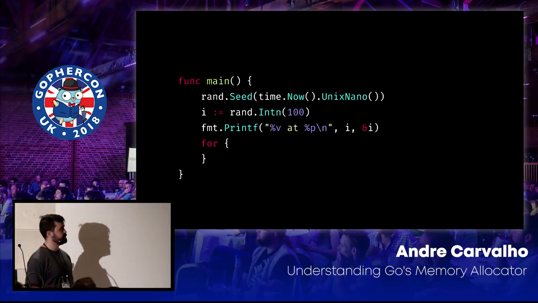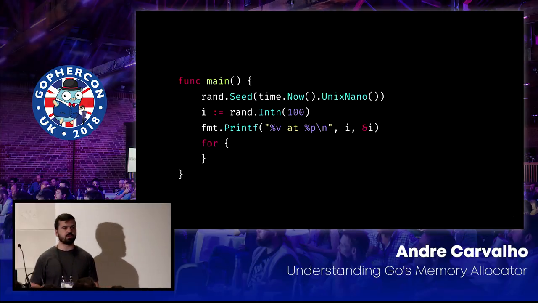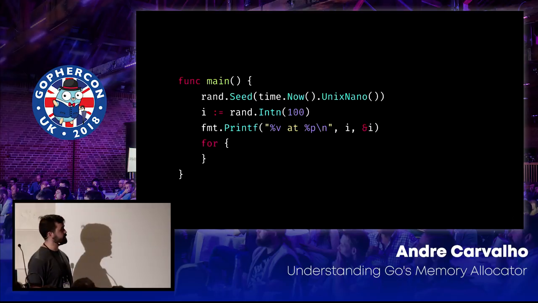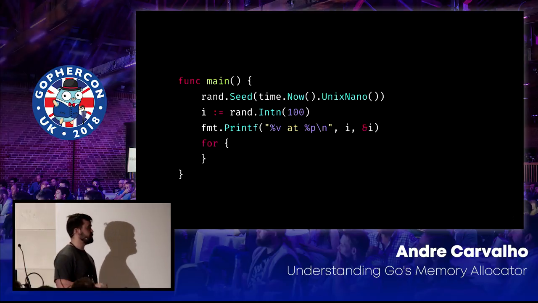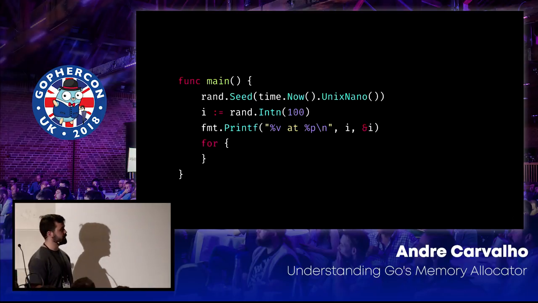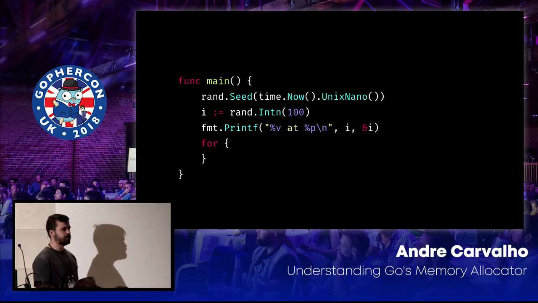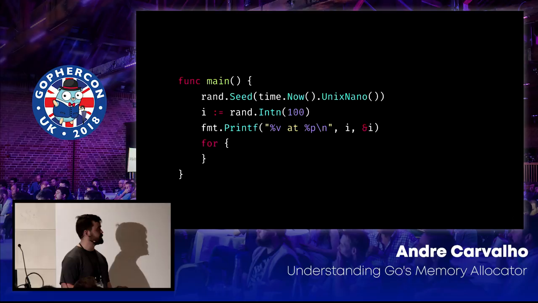So this is pretty easy to spot if we try a really simple Go example. Here we are generating a random number from 0 up to 100. Then we print the generated number and the corresponding memory address of that variable. And then we just loop forever just to make sure that this program doesn't exit.